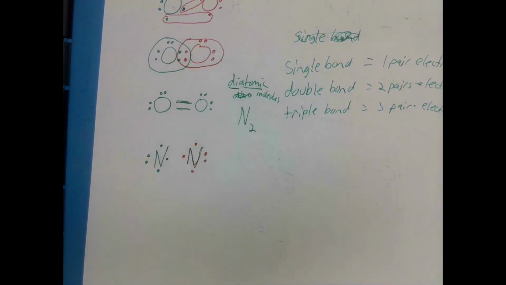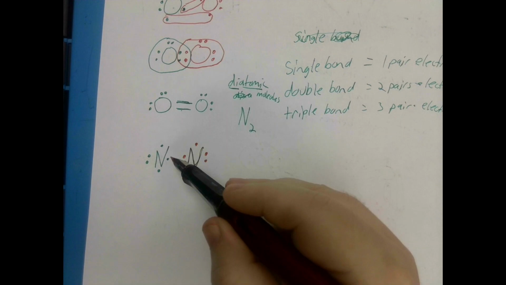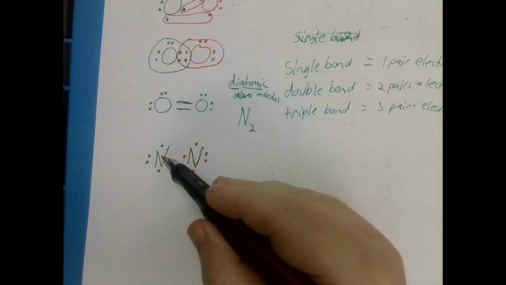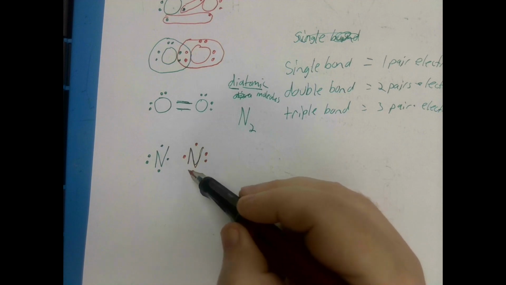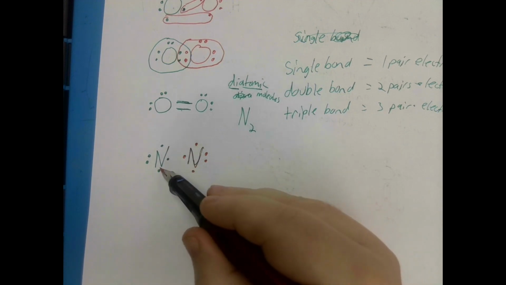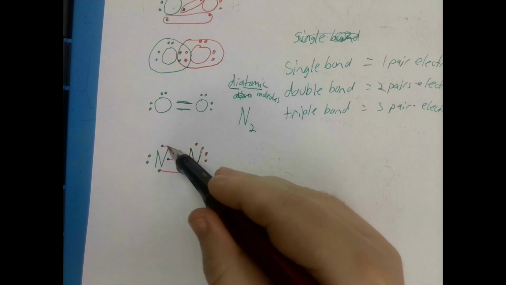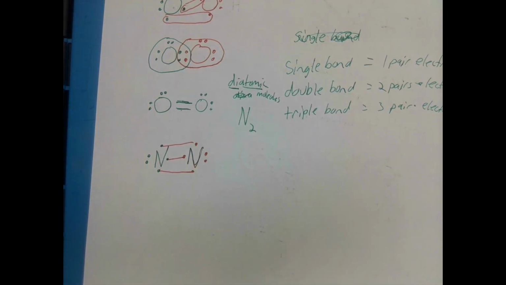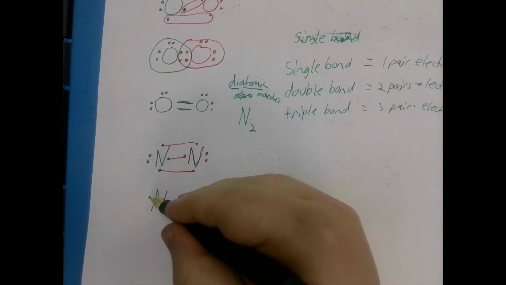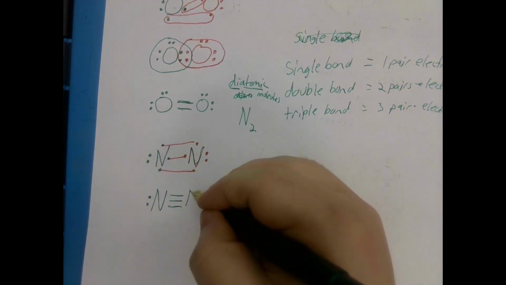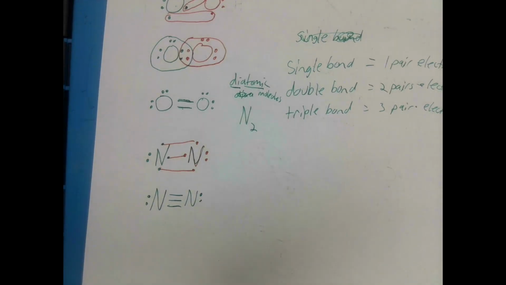So how are we going to pair these? What do you think it's going to look like? So look. Each one of these needs three electrons, and this one needs 3 electrons. So look at how we can pair them off. We can pair this one, we can pair that one, and we can pair that one. So we have a triple bond. How easy do you think it is to break this triple bond?